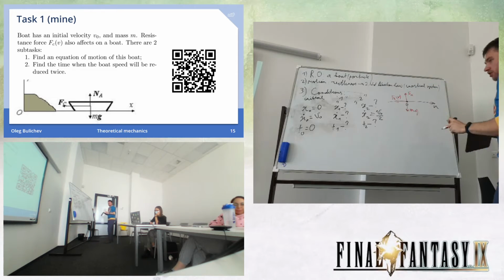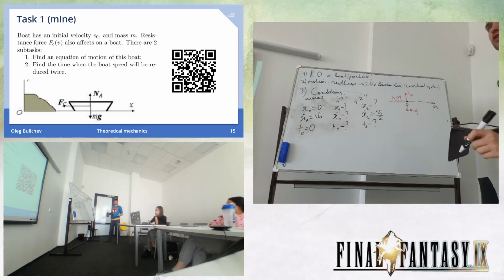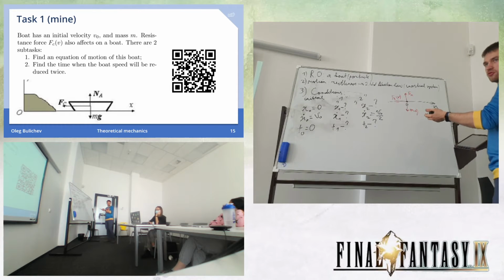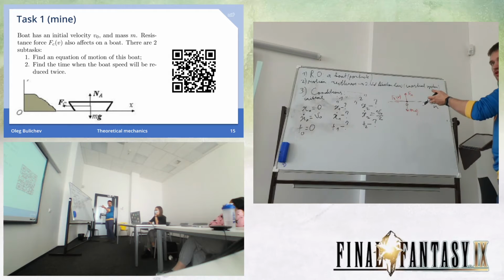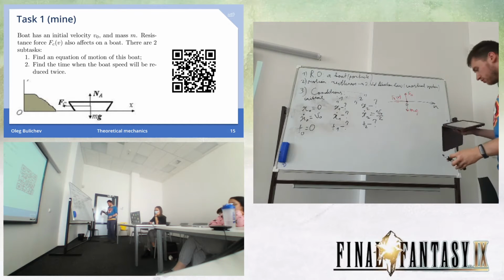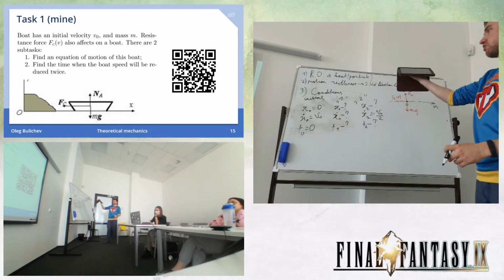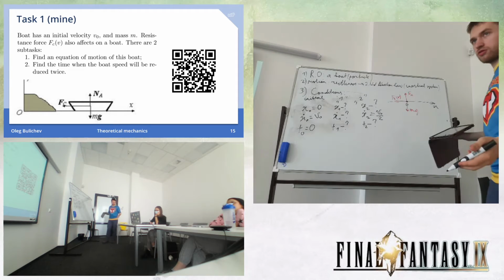Velocity. In our case, it's not reasonable to draw several pictures because it won't give us anything, but in some cases, it might be useful. Okay, we wrote conditions, we wrote motion. What are we doing next? Force analysis.